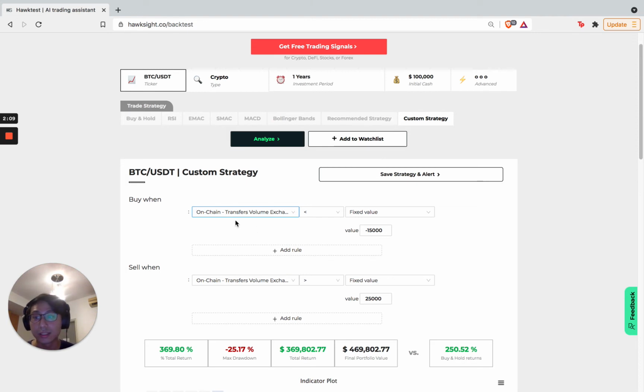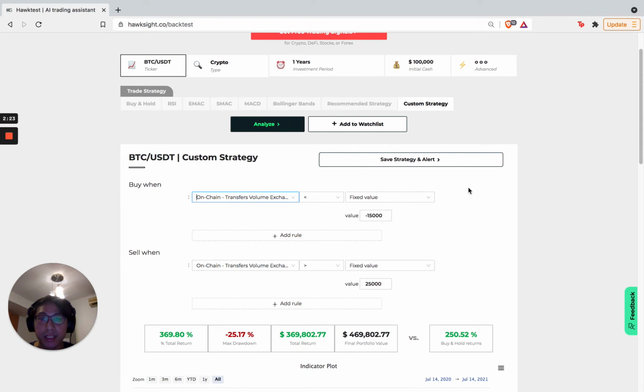Again, this refers to the net amount of Bitcoin that's flowing into exchanges. The idea of this indicator is that when it's positive, that means there's a net inflow, but when it's negative, there's a net outflow. So a sample strategy that we set out here is that when the net inflow of Bitcoin is less than negative 15,000, our signal is to buy.